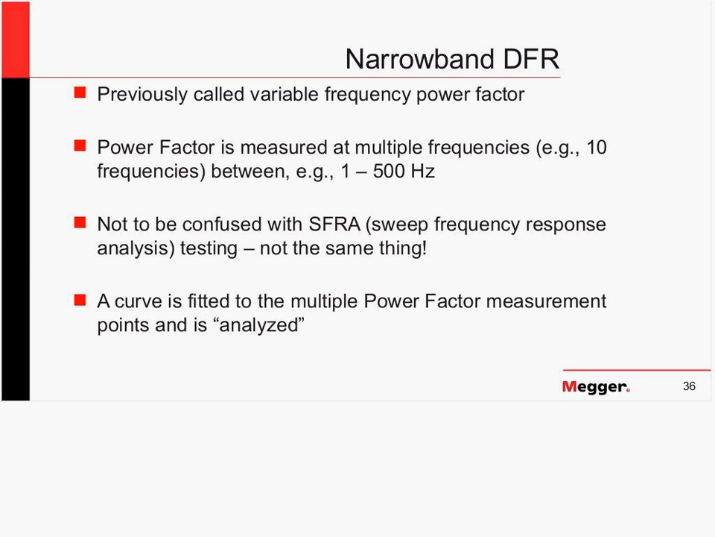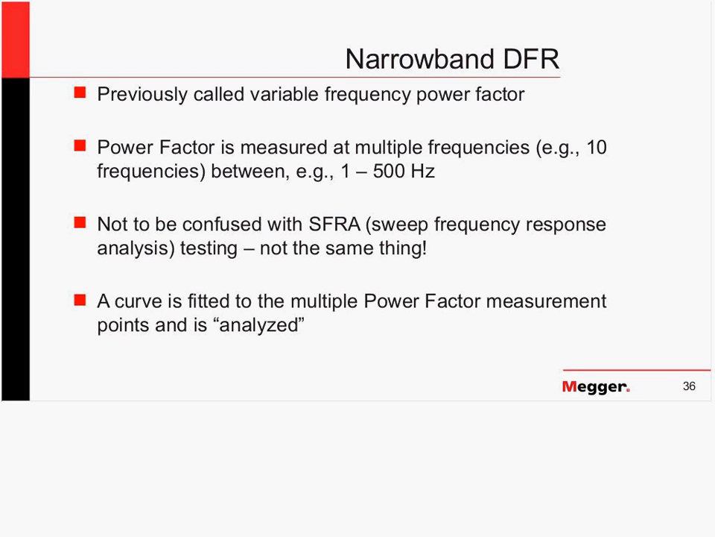So first, narrowband DFR. This is essentially just repeating power factor at multiple frequencies between, for example, 1 and 500 hertz. It's not to be confused with SFRA. There's a lot of valuable information at off-line frequencies, and so it's given birth, over the decades, to a lot of interesting tests. I think since SFRA is very well known in the industry, it's easy to get confused between all these frequency types of tests. They're not the same thing.